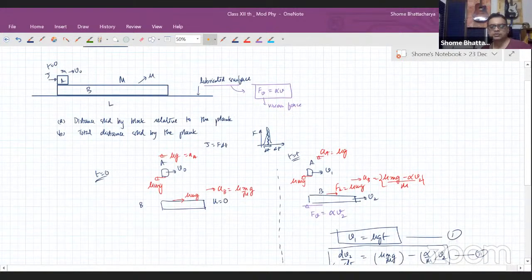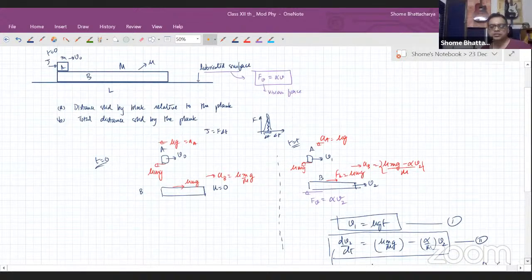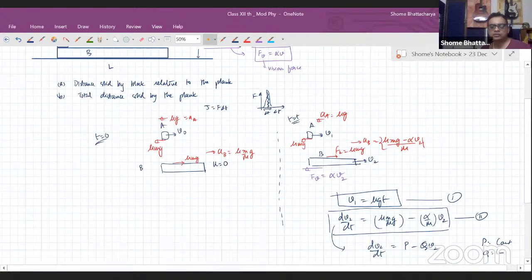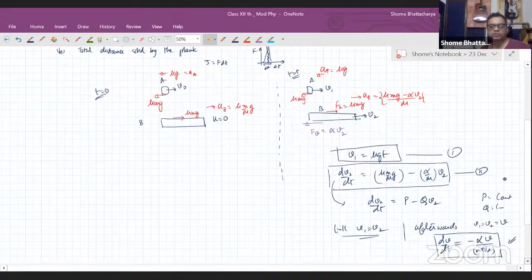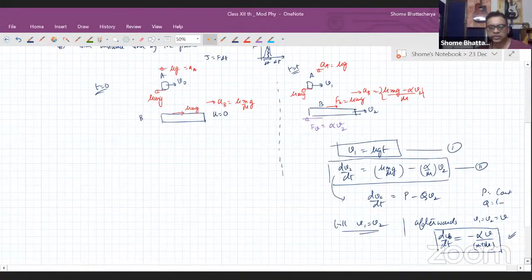Make use of these two equations and divide the motion into two parts. Initially, when V1 is not equal to V2, till V1 becomes equal to V2. And eventually when V1 becomes equal to V2 but continues to decelerate, they have a common velocity V which is decelerating like this. Ganesh, are the equations clear to you?